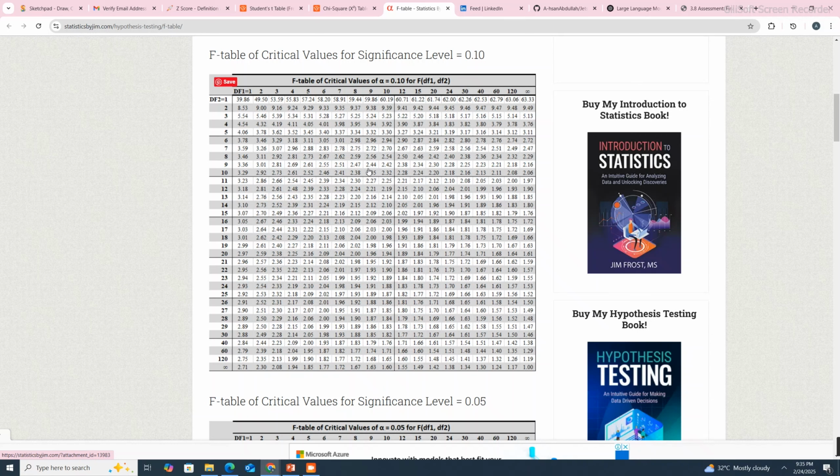So that is just how to use the table when you are doing your distribution tests.